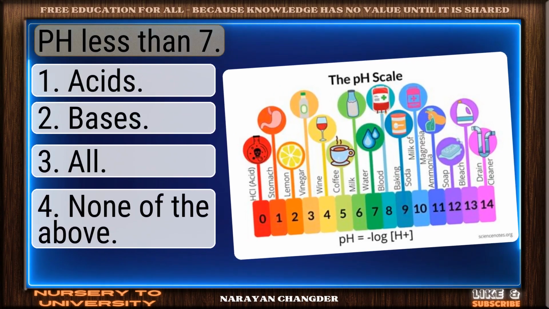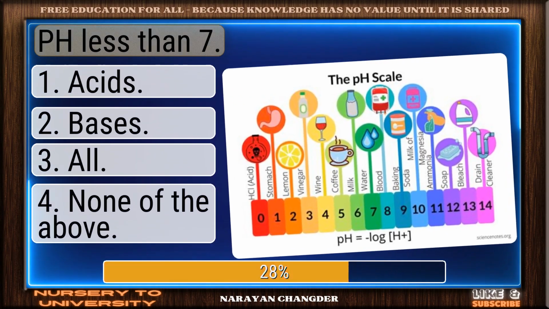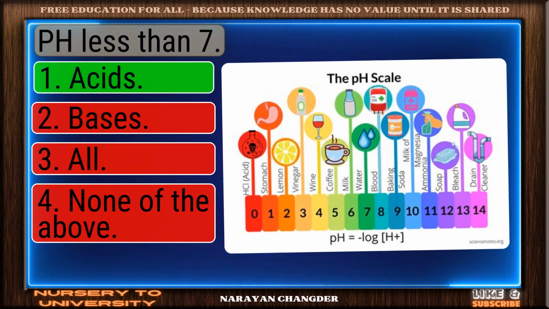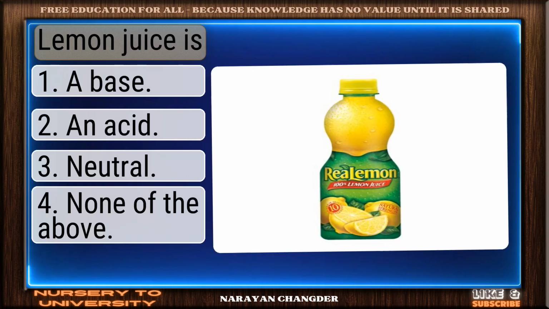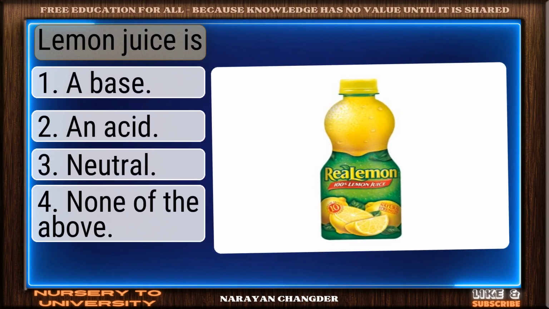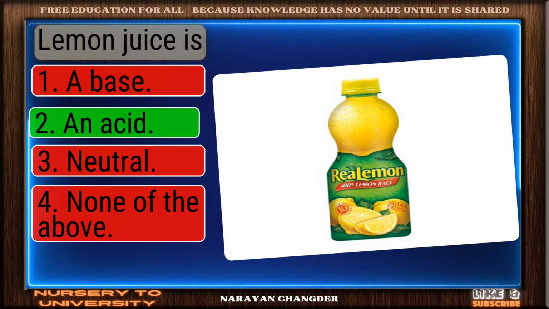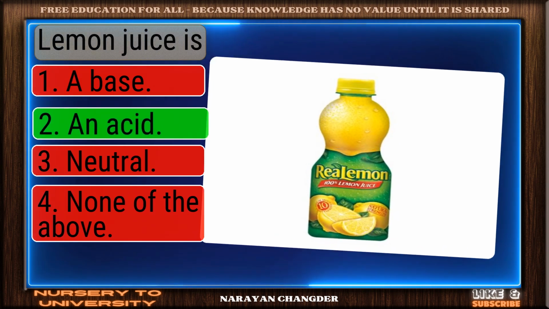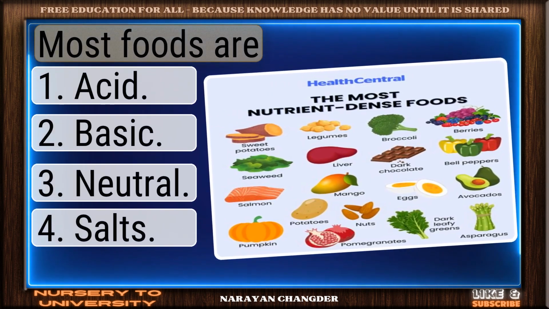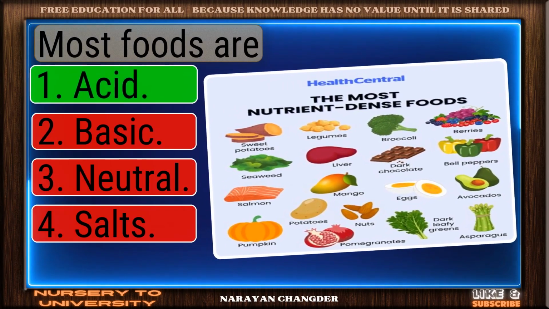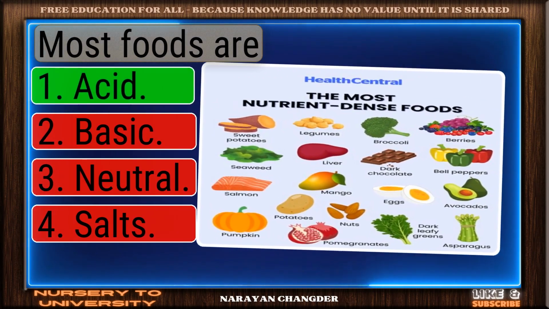Question number 277. pH less than 7. Solid response. Acids is a valid choice. Question number 278. Lemon juice? Nice work. You chose an acid and it is correct. Question number 279. Most foods are? You're right. Acid is the correct answer.